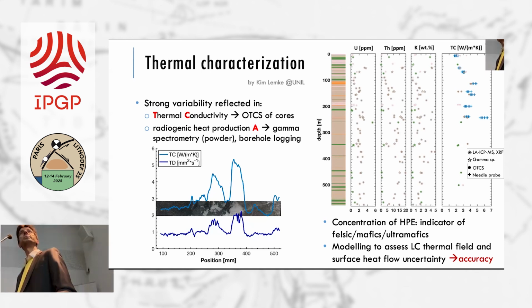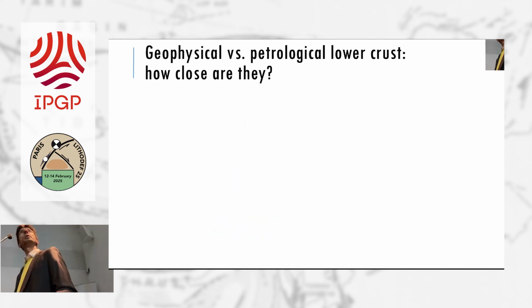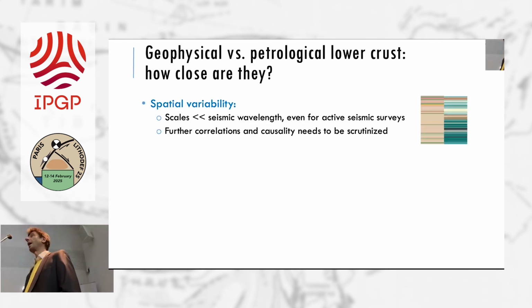So in summary, the 2 communities in the project, geophysics and petrology, have already discussed a lot about the lower crust and how close the crust-mantle boundary is to the MOHO. The first thing we can say is that the spatial variability is really impressive. The scales are much smaller than what we get from seismic wavelengths, even if you do active seismics. And we still need to find more about the correlations and the causality between mineralogical composition and the wave speed.